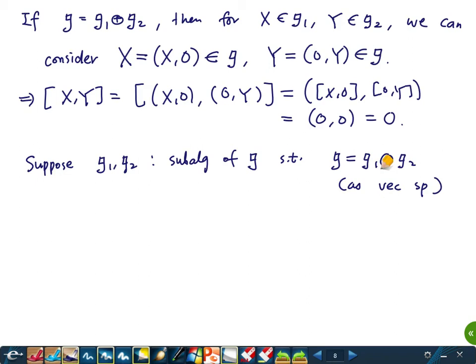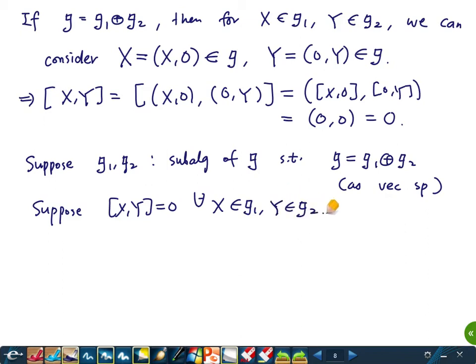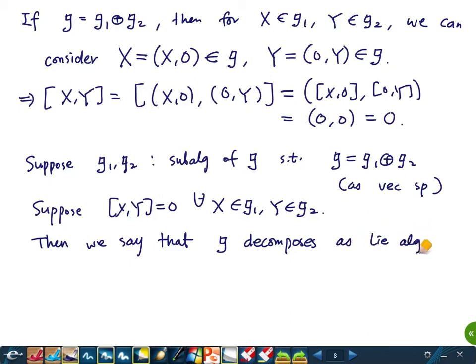And suppose, maybe I suppose too much, that x comma y equals 0 for all x in G1 and all y in G2. Then in this case we say that G decomposes as a Lie algebra direct sum of G1 and G2. But this is basically the same as before.